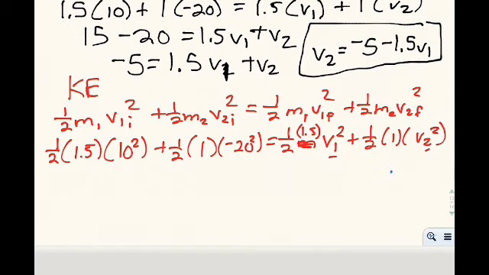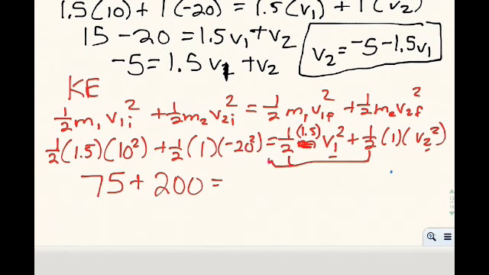So now I want to go ahead and simplify it at this point, and when I simplify it, this ends up being 75, and you can check me in your calculator, plus this ends up being 200, and once again you can check me in your calculator. But then you have this right here. I'm going to simplify this. What I'm going to do is take these 1/2s and pull them out to the front. So I'm going to factor them out.